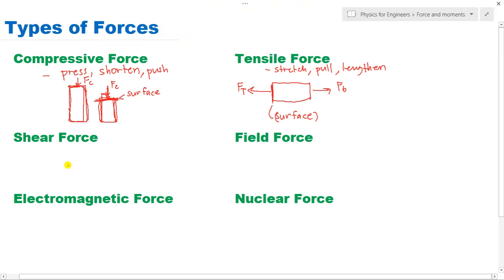Then shear force, class. Although compressive, tensile, and shear force are all forces, they differ, especially in the subject of strength of materials. But shear force acts on a different plane or in a different direction. Why? Shear force is when you cut the object. You shear it or punch it. Let's say you cut paper, that is already shear force.